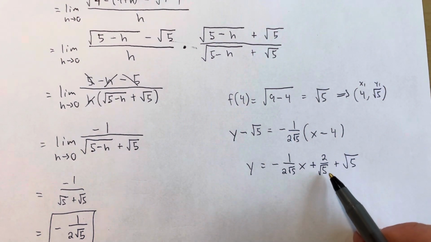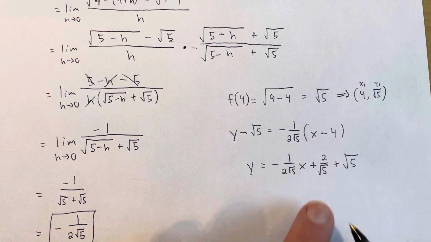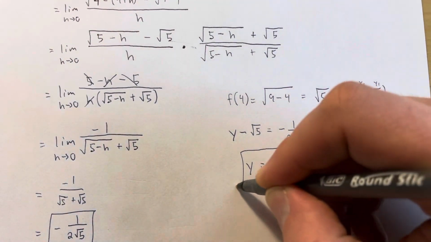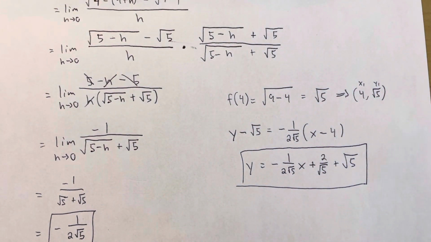Now, if I did rationalize this, I would be able to kind of combine these two constants into one. It's not super important. I don't care that much about that. I'm going to leave my answer like that. Okay, that's everything for section 2.1.